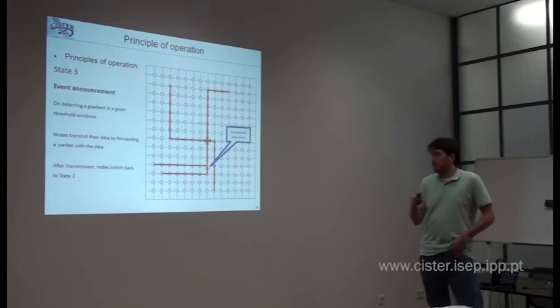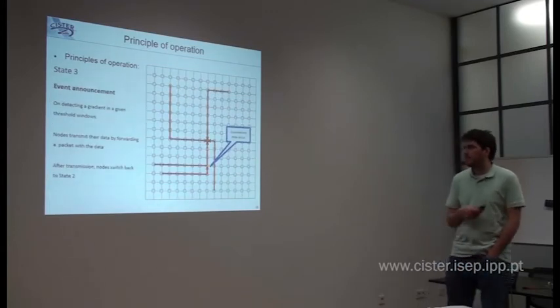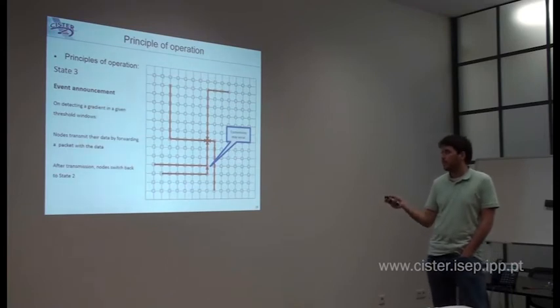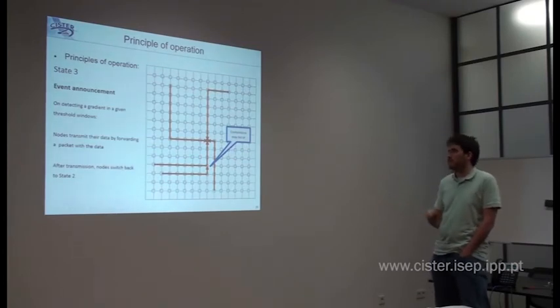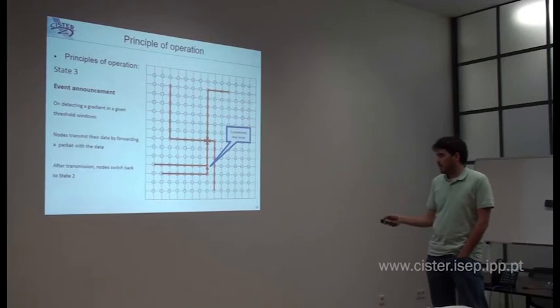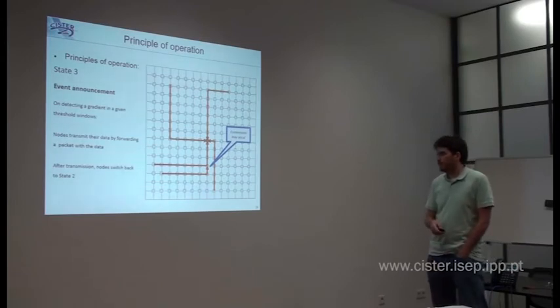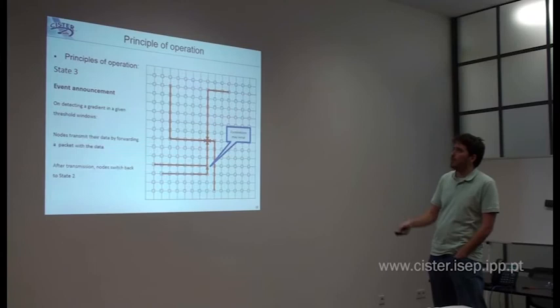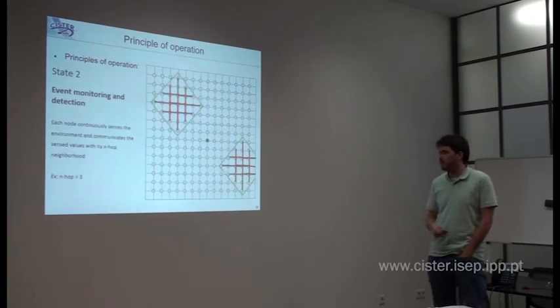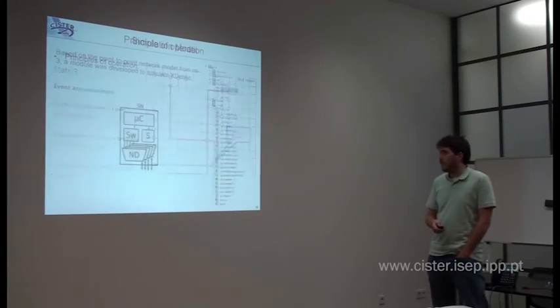And if the result of data processing is significant enough, you then announce to the sink what you have found, with as few transmissions to the sink as possible to avoid contentions. But it can also happen, so then there will be some queuing on one of these nodes. After that, they switch back to state 2, event monitoring, as I call it.